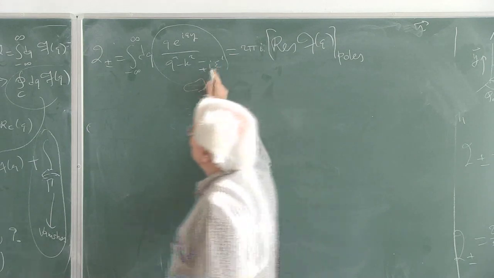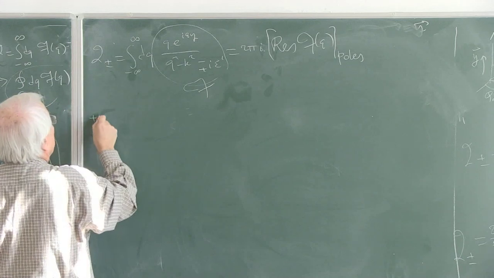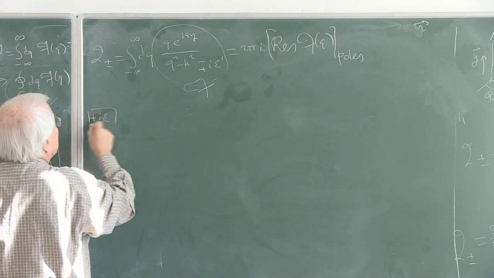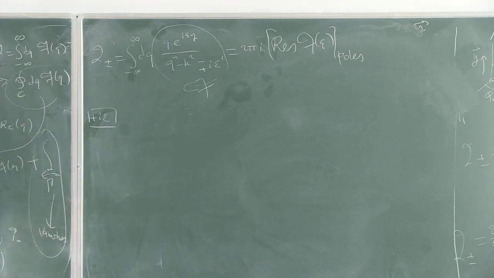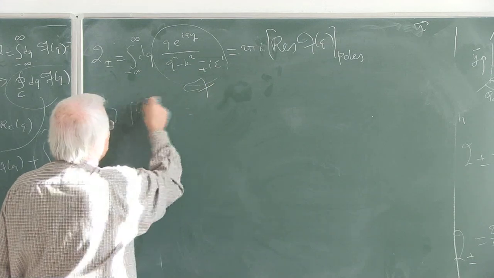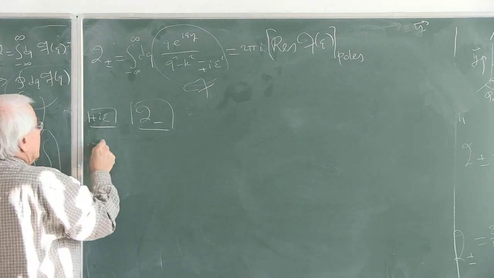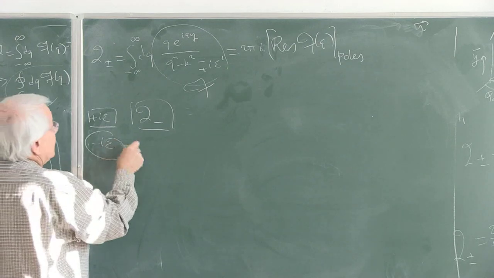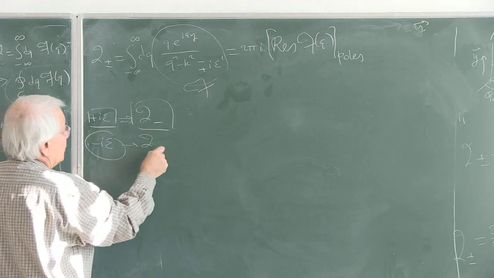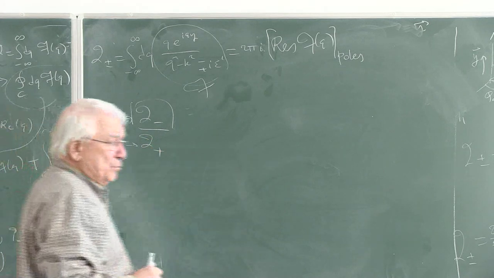So I have to choose, say, plus i epsilon first and discuss it, which is going to give me the I minus. Then I have to choose minus i epsilon, which is going to give me the result for the I plus. Okay, so let's move in.